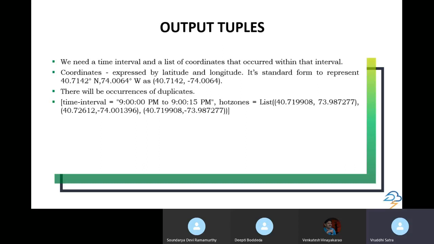The addresses of the bars can be represented as latitudes and longitudes. As a standard form, we will represent them as coordinates, where north and south will be plus and minus, and east and west will be plus and minus. So this is a standard form to represent our coordinates. And of course, in one time interval, there will be multiple users checking into the same bar, so there will be duplicates. This is an example of how one of the final tuples will look.